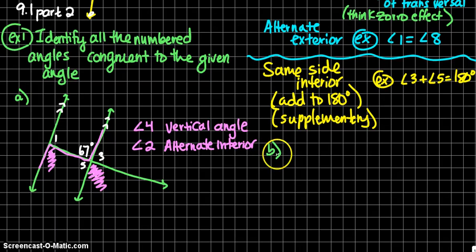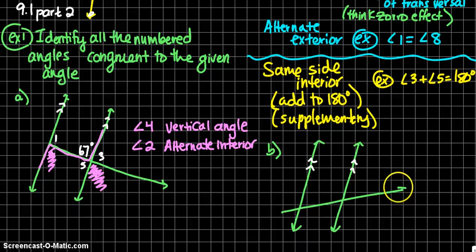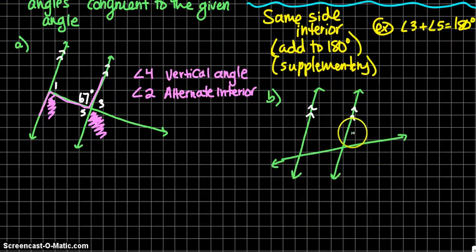Next example. I've again got some parallel lines going this way. And then I've got some arrows to show they're parallel. There's my transversal. And here's the information I've got. I know that this one right here is 35 degrees. And then here's what my angles are labeled as.